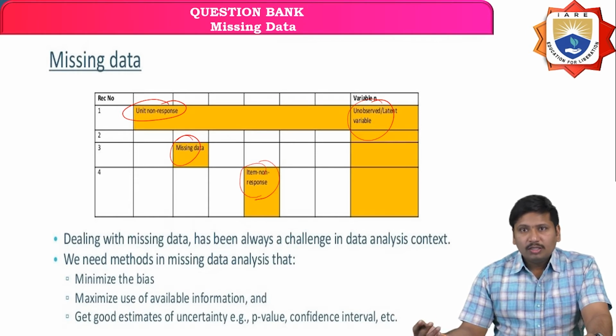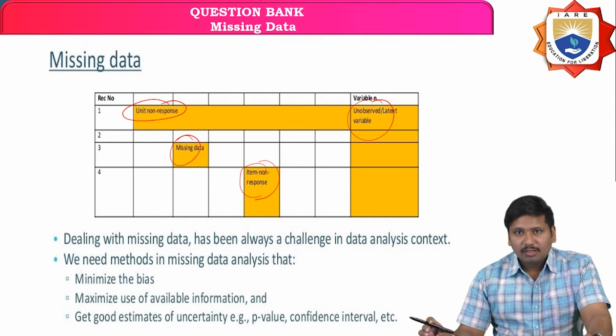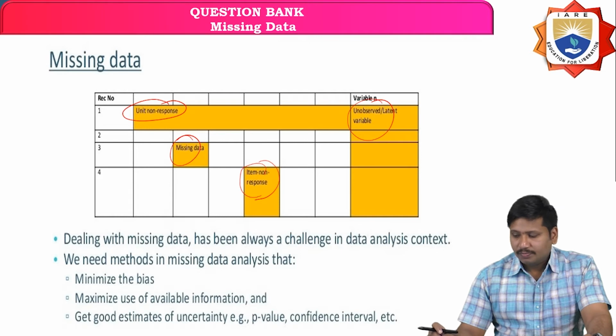Normally, dealing with missing data is a great challenge in the context of data analysis. So here you need methods in missing data analysis that minimize the bias, maximize the use of available information, and give good estimates of uncertainty. Whatever methods we use, they should minimize the bias, maximize the available information, and give good estimates of uncertainty.